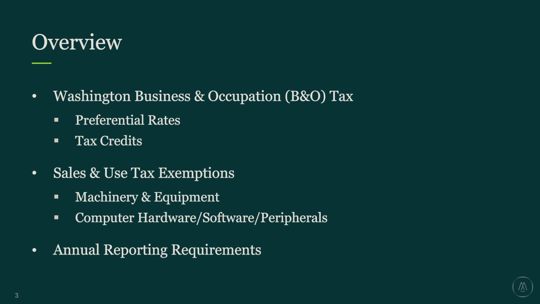So today's presentation will go through the different incentives, we'll go through the benefits they offer, and then also the eligibility criteria for each one. So just an overview of the incentives. On the Washington Business and Occupation Tax, or B&O tax side, there are a number of preferential B&O tax rates. Those rates are roughly 50% of the standard B&O tax rates, so it's a good opportunity for tax savings through that incentive. There are a couple of B&O tax credits.